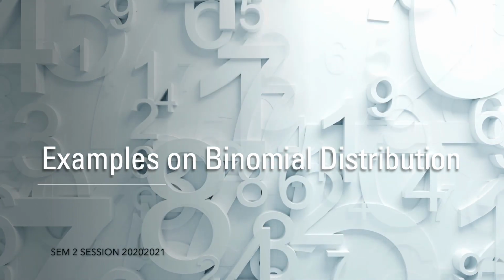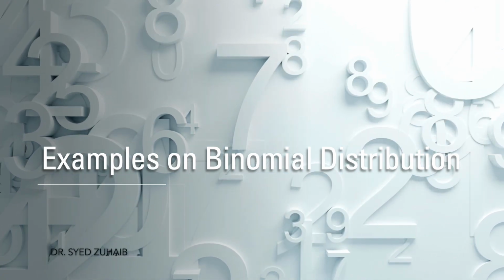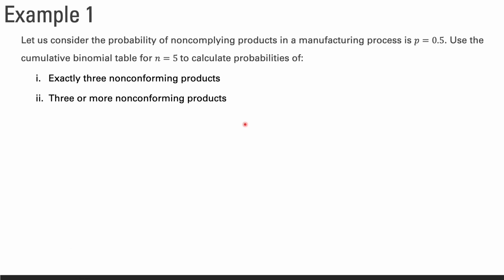In these examples we will calculate probability on the probability distributions. This example states: let us consider the probability of non-complying products in a manufacturing process is 0.5. Use the cumulative binomial table for n = 5 to calculate the probabilities for finding exactly 3 non-conforming products and 3 or more non-conforming products.